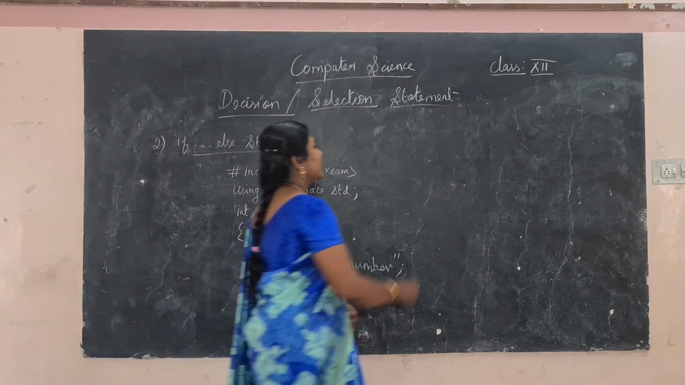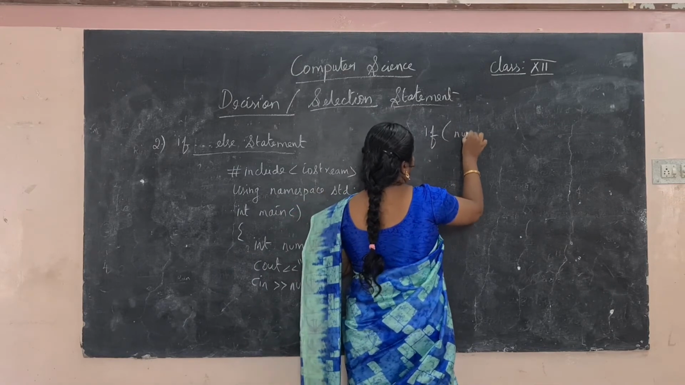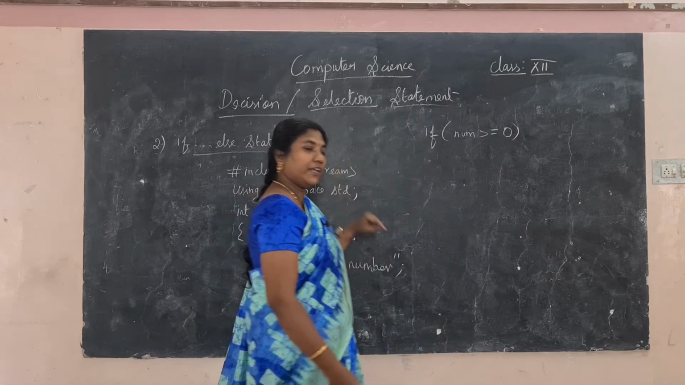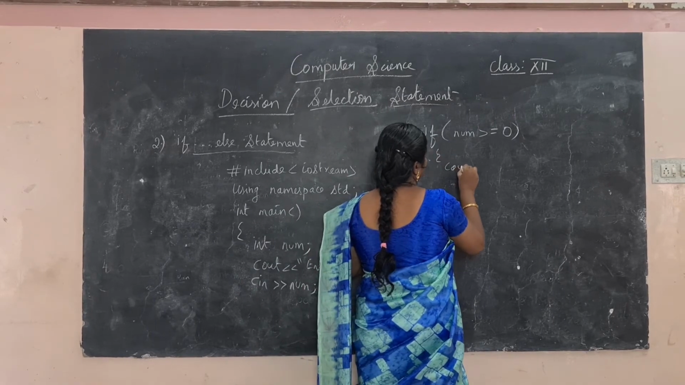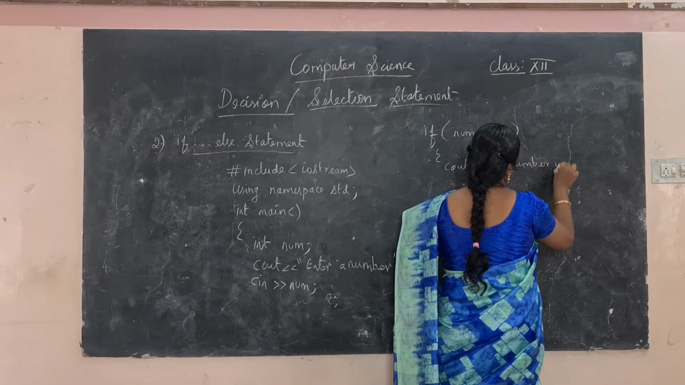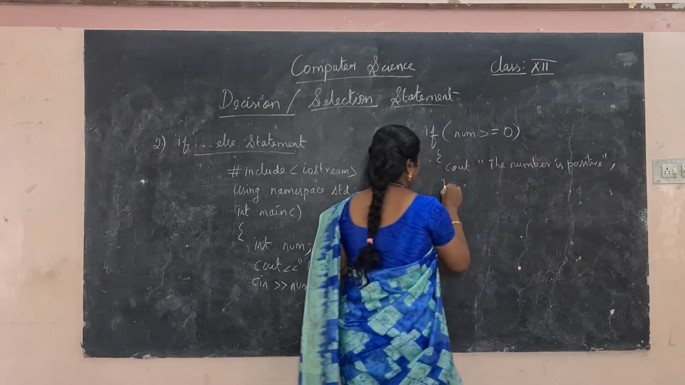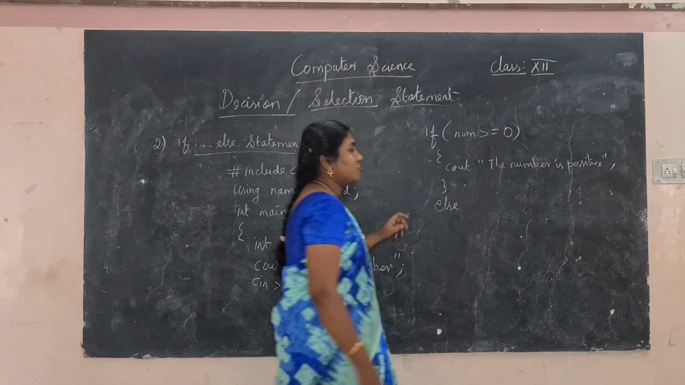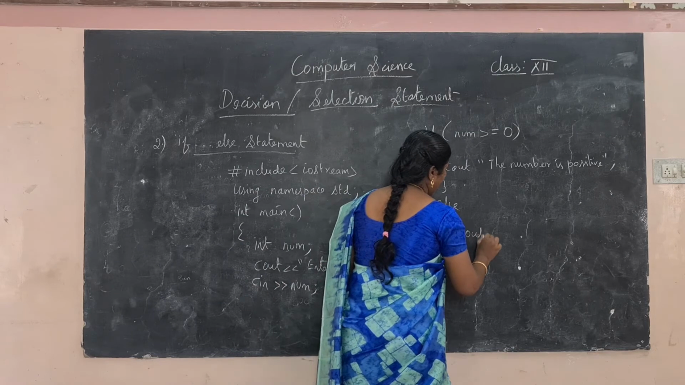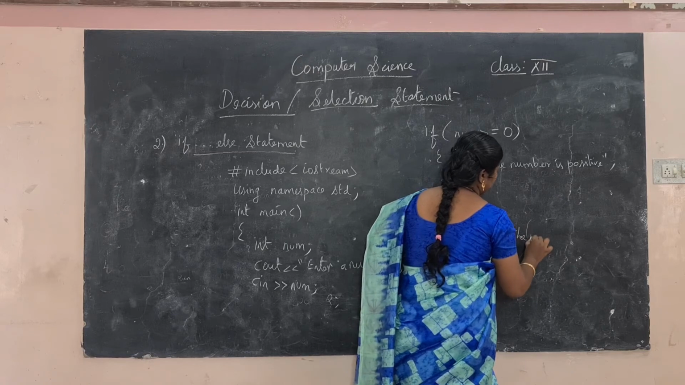So now I am going to check the condition. I am having the value in num. If num greater than or equal to 0, then cout the number is positive. Clear? Now I am going to give the else part. If it is not positive, what will happen in the else part? So in the else part, what is the next option? Obviously it is cout the number is negative.